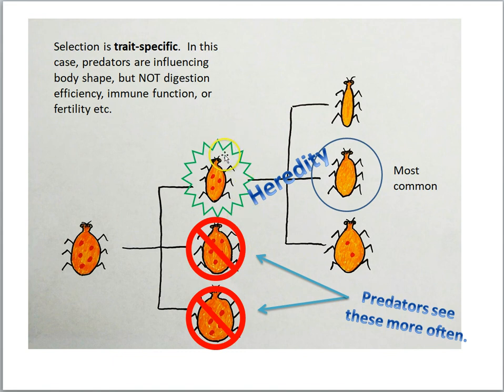There are lots of other traits that are evolving as well, but they're evolving due to other selection factors. So, for example, diseases in the environment might be causing the evolution of better immune systems, but the predators are not affecting immune systems. Rather, the predators are affecting body shape.